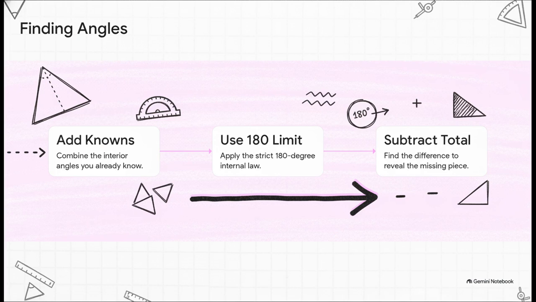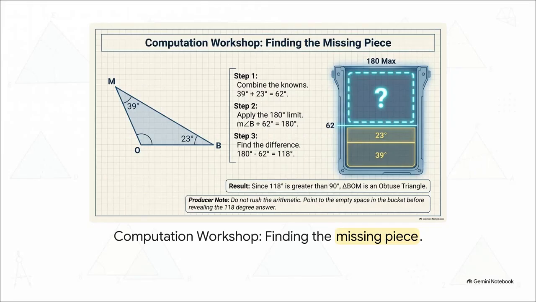And this unbreakable law gives us a fantastic survival tool. If you encounter a triangle in the wild and one of its angles is hidden or missing, you can easily track it down using this 3-step guide. Step 1, combine the knowns. Step 2, apply that 180-degree limit. Step 3, find the difference. Let's see this in action, shall we? Let's step into the computation workshop and see how this builds our understanding.